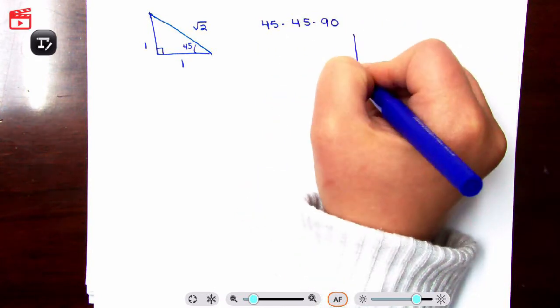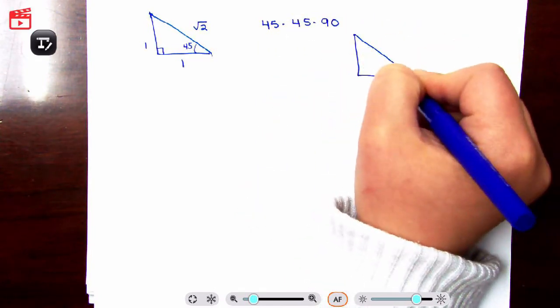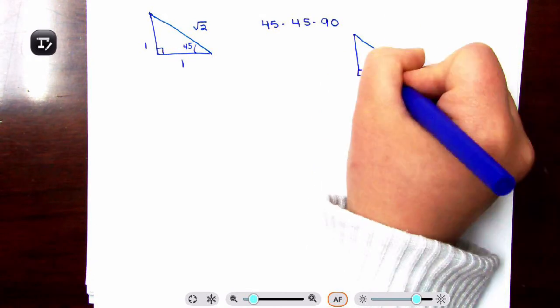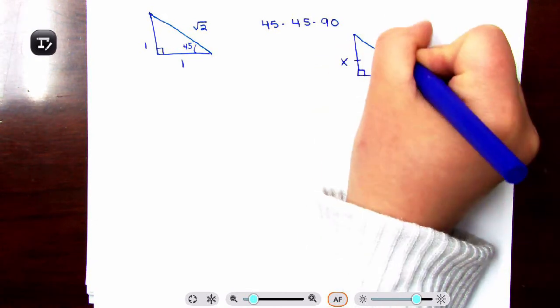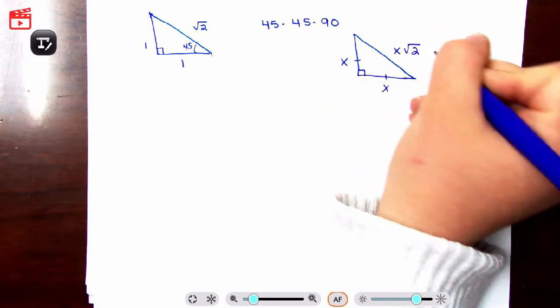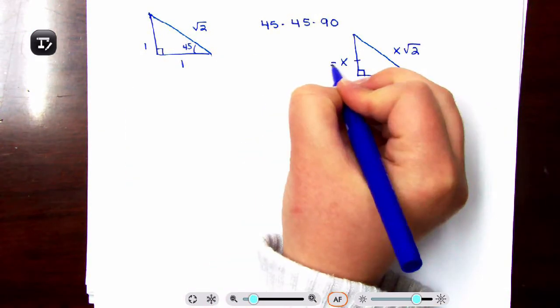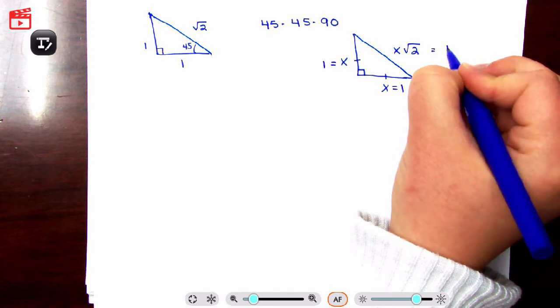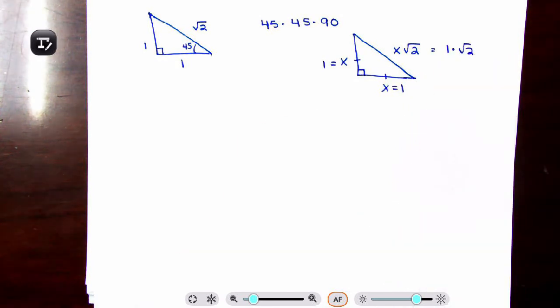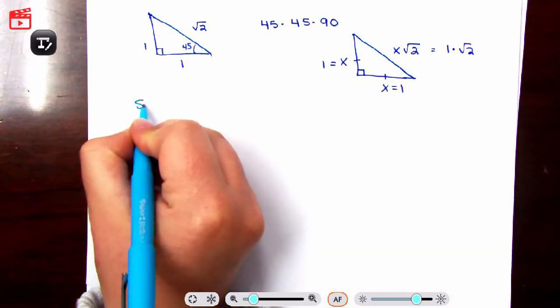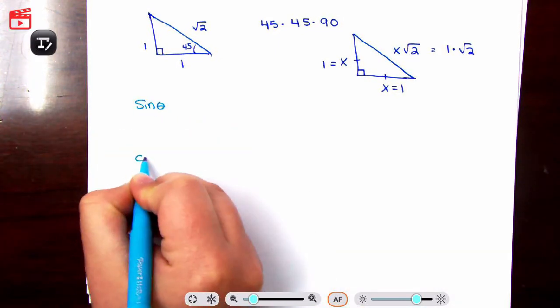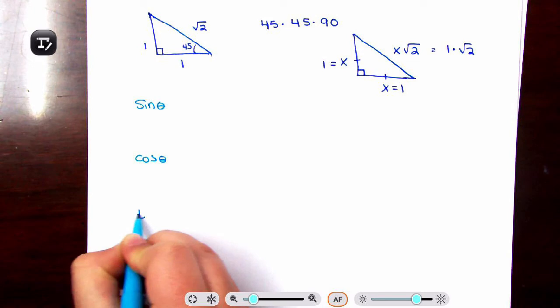And our 45, 45, 90 triangle, if you remember our special triangles, that means we have x, x, and x√2. So if we have x is equal to 1, that means we have 1 times √2, and that's our hypotenuse. It is asking us for all of our trig ratios, so we have sine of theta, cosine of theta, and tangent of theta.